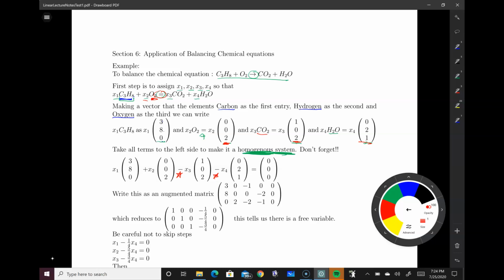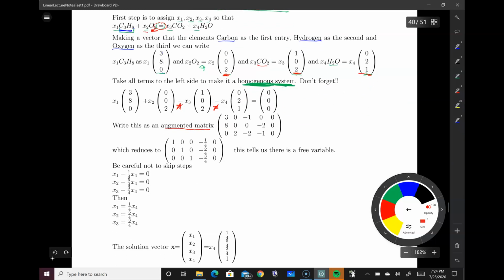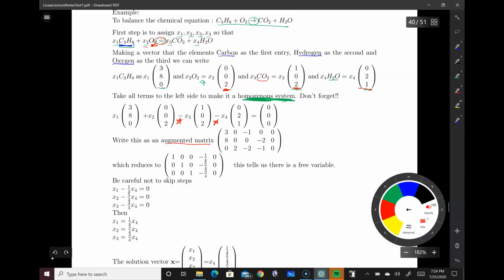Then I see I can use an augmented matrix to solve this. I put it in my calculator, RREF. Okay, so what I see here is I only have 3 equations and 4 unknowns, so I know there's going to be a free variable. This first row gives me this equation, x1 minus 1/4 x4. The second row gives me this, and the third row gives me this.